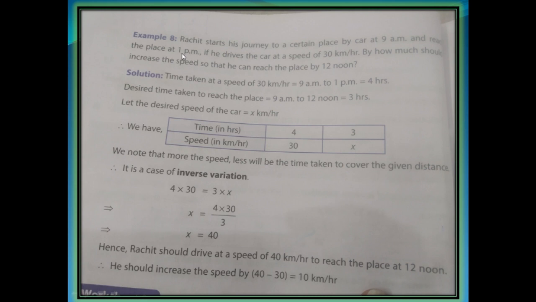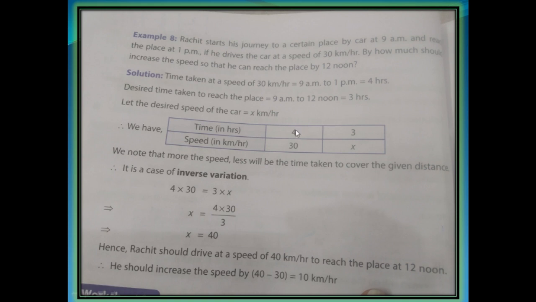First he was arriving at 1 p.m. Now he has to arrive at 12, meaning 1 hour before. See here, time taken at the speed of 30 kilometers: 9 to 1, how many hours has he been taking? 4 hours. But now he has to complete the distance between 9 to 12. It means he has to take 3 hours. Now we will find at what speed he should go to cover the distance in 3 hours.